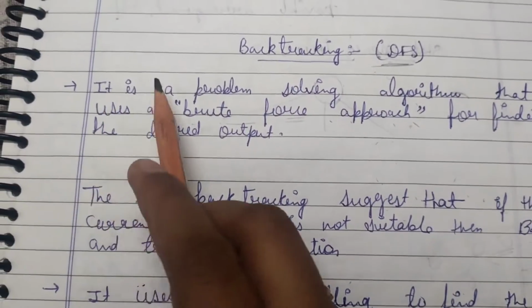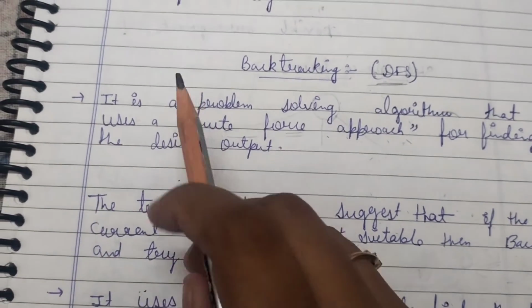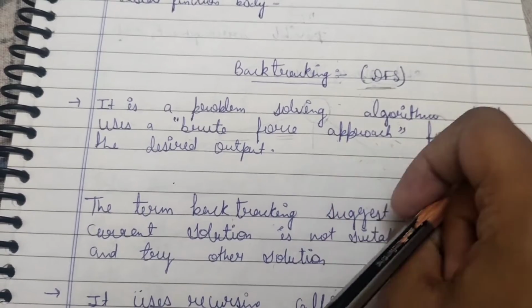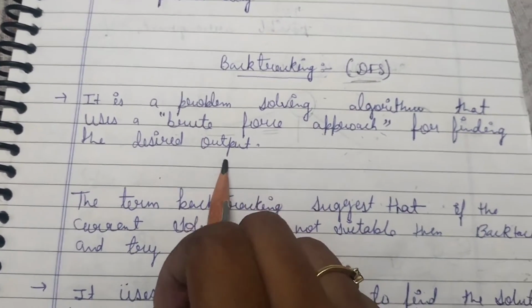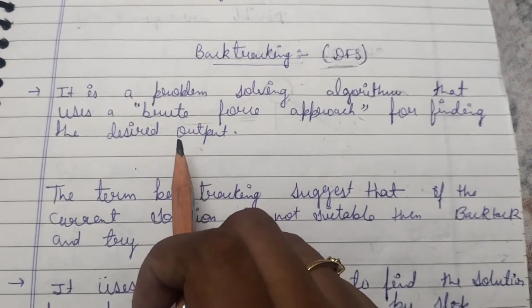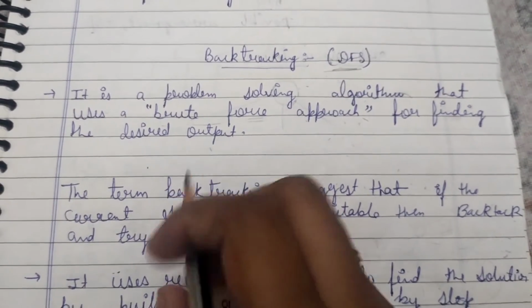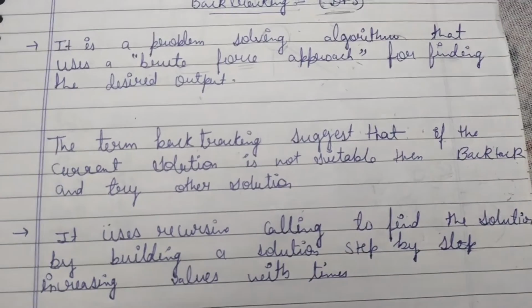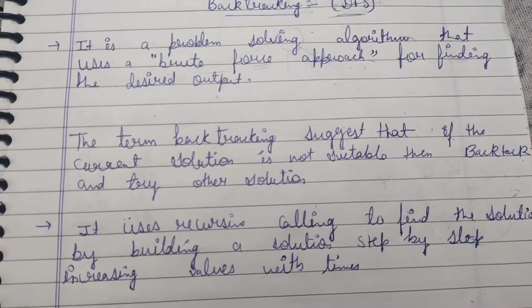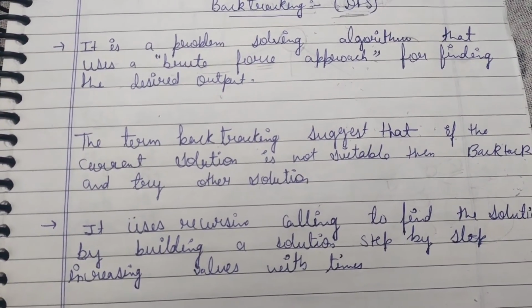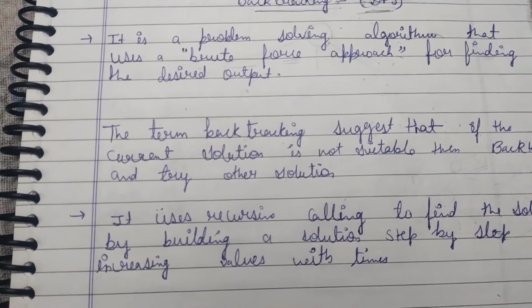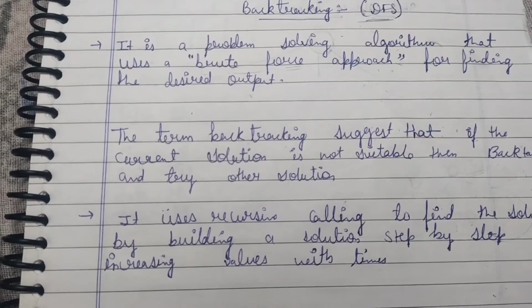So firstly, understand the definition. It is a problem solving algorithm that uses a brute force approach for finding the desired output. Means it is not working for the optimal solution. It just tries to find all the possible outputs. The next thing is, the term backtracking suggests that if the current solution is not suitable, then backtrack and try another solution. Means we are going to find a different type of solution.